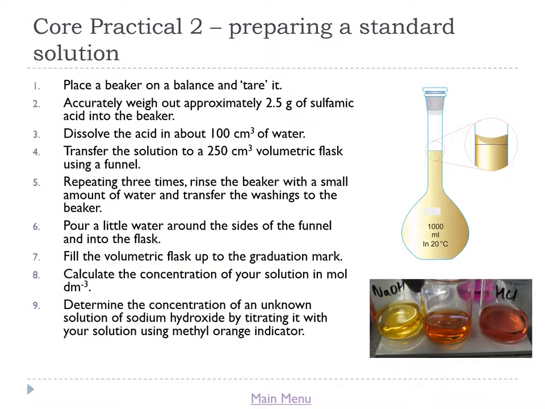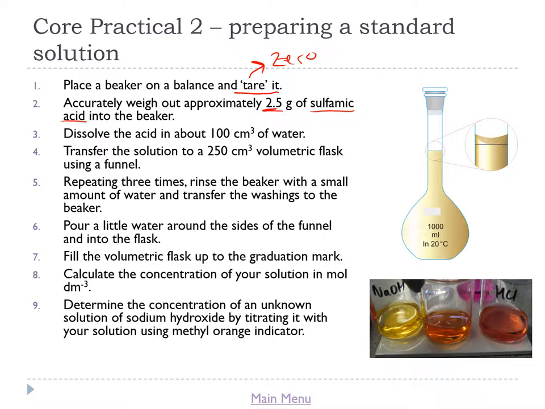In Core Practical 2, you'll be preparing a standard solution and then using it to find the concentration of an unknown solution of sodium hydroxide. So let's see how this works. First of all, the solution we're going to prepare is sulfamic acid. We're going to start off by placing a small beaker on a balance and taring it. Remember, taring it is pressing the zero button. Then what we do is accurately weigh out approximately 2.5 grams of sulfamic acid.